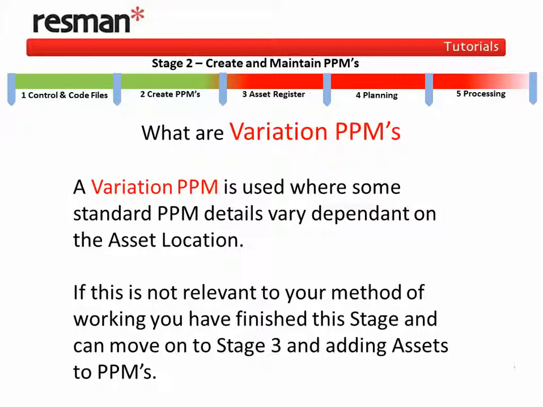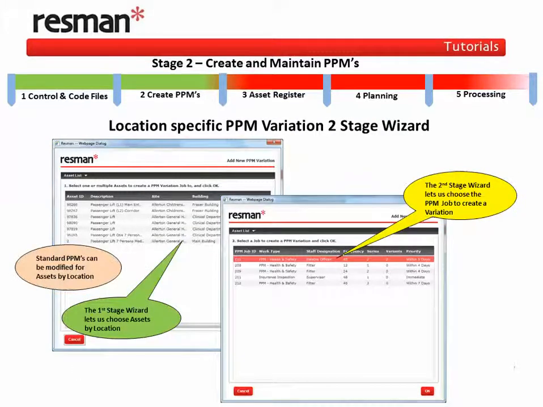Some assets at a location may be dealt with by a resident engineer or a specific contractor, and we may need to include location-specific text in the work details relating to access, availability, etc., and our risk rating may well be different. In this instance, we can set up a variation of an existing PPM job, and a simple two-stage wizard guides us through this process.